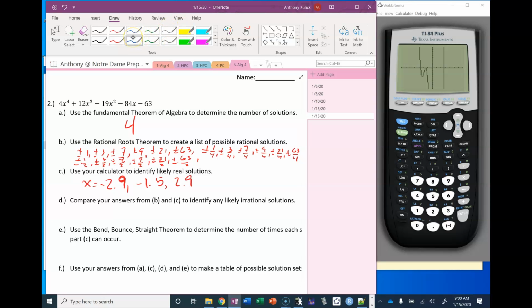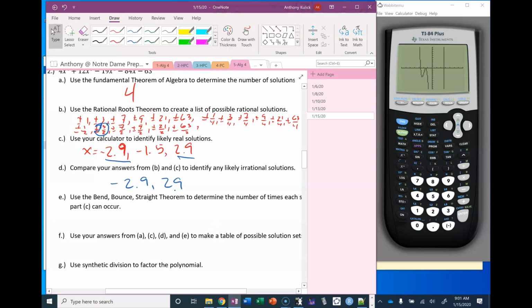Okay. So now I'm going to compare these numbers that I got off my calculator to my list. I don't see negative 2.9 or positive 2.9, anything close to that on my list other than positive and negative 3, which it's definitely not positive and negative 3. So these ones are probably irrational. Negative 1.5 is on my list, right at negative 3/2.